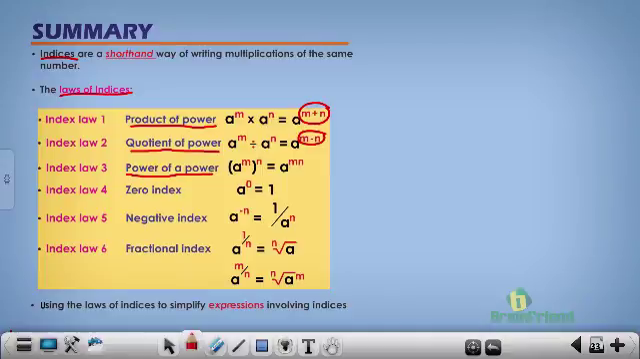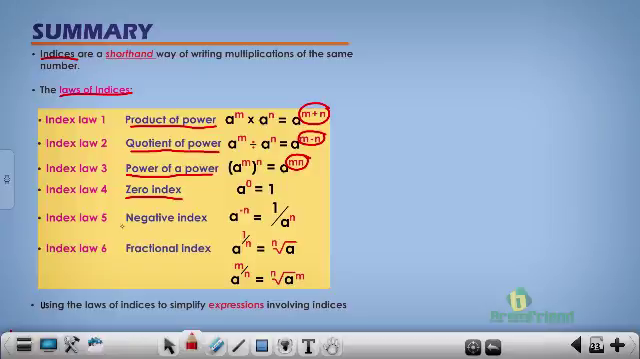Next, we looked at the quotient of power law, which states also that for like bases that divide themselves, we simply subtract the powers. The next law was the power of a power law, which states that if a quantity A is raised to a power m and again raised to another power, we simply multiply our powers across the brackets. Next, we looked at the zero index law.